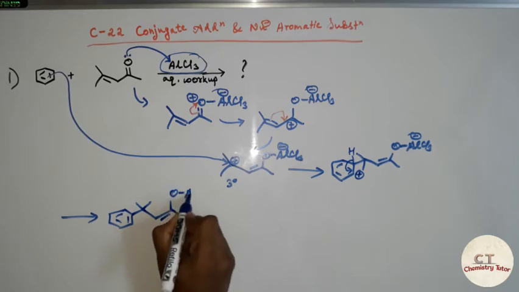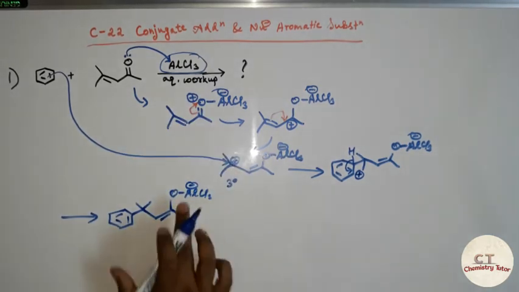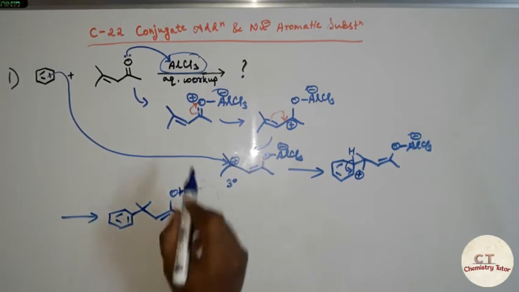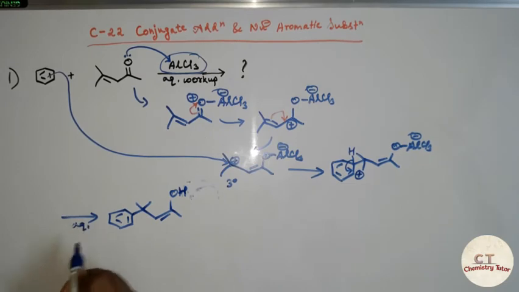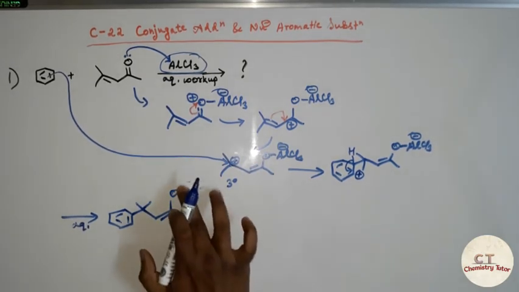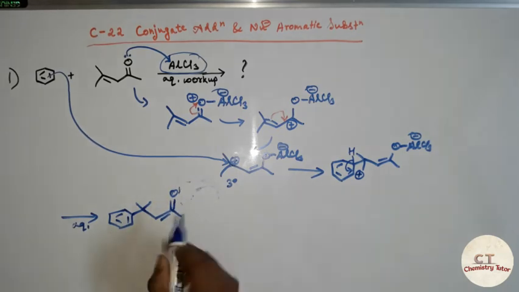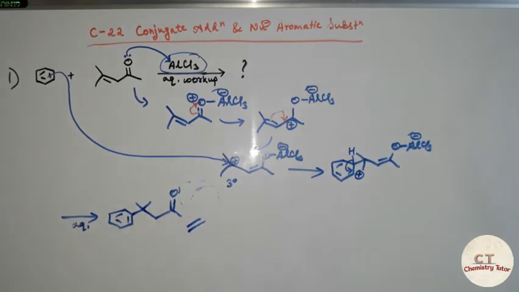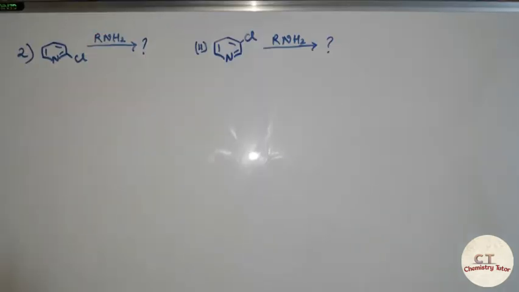And now in this question it has been given finally aqueous workup, which means this will leave and there will be OH due to the aqueous workup. And then it is an enol type of form, so further it goes into the keto form, which is the more stable product. Okay, so the final product of this reaction is this one. Now let us move on to our next question.